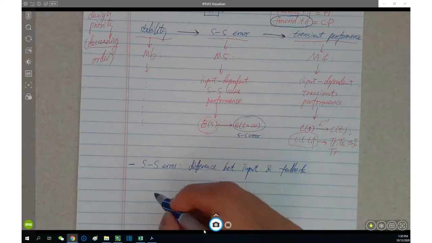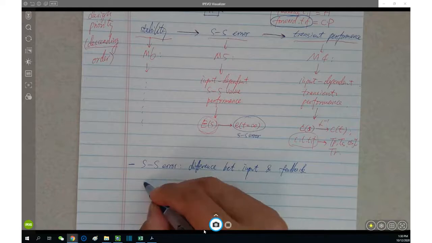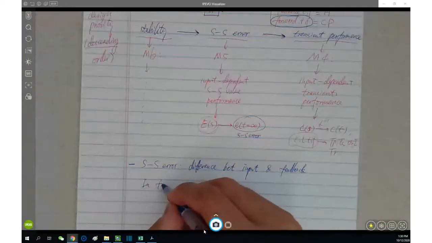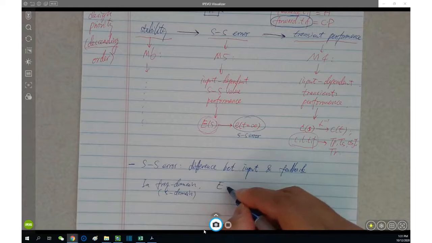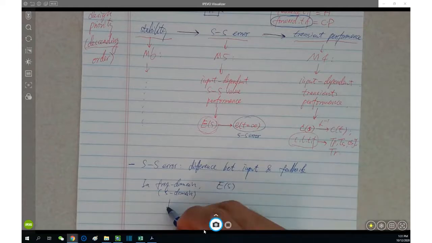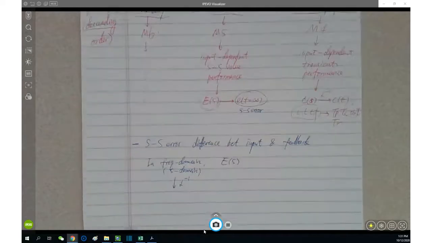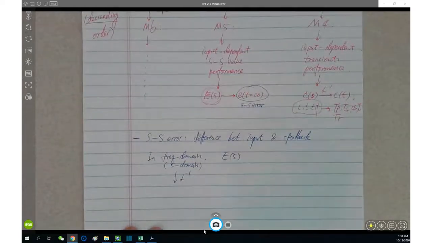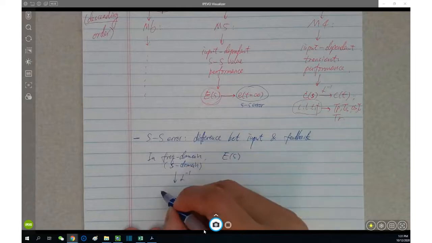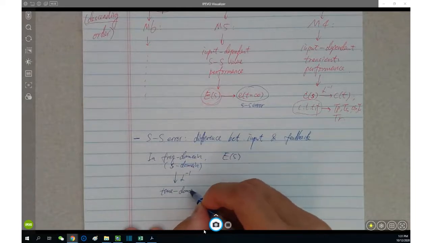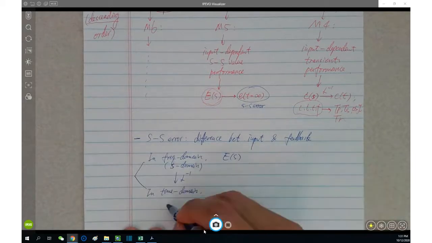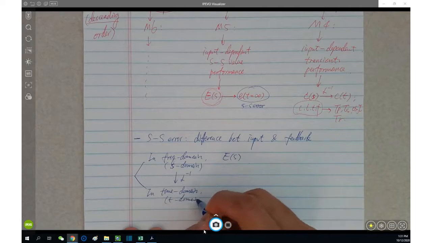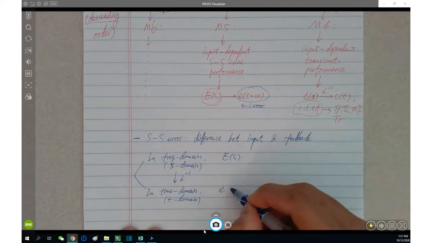And then what we need to know is, in the frequency domain, or say the S domain, what is it? Just the capital E of S. And then by applying the inverse Laplace transform, we get the time domain, whatever you call it, lowercase e of t.